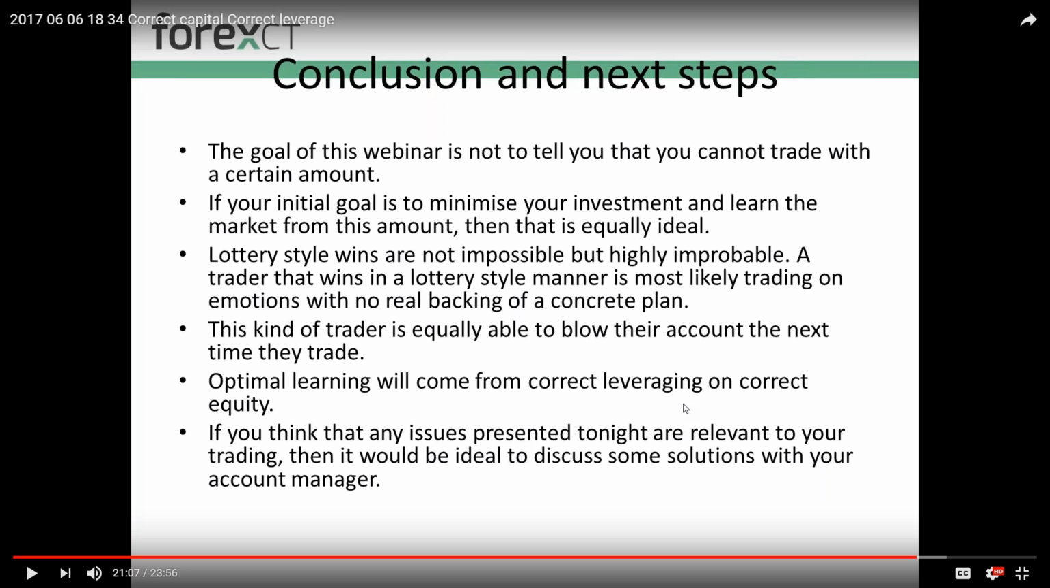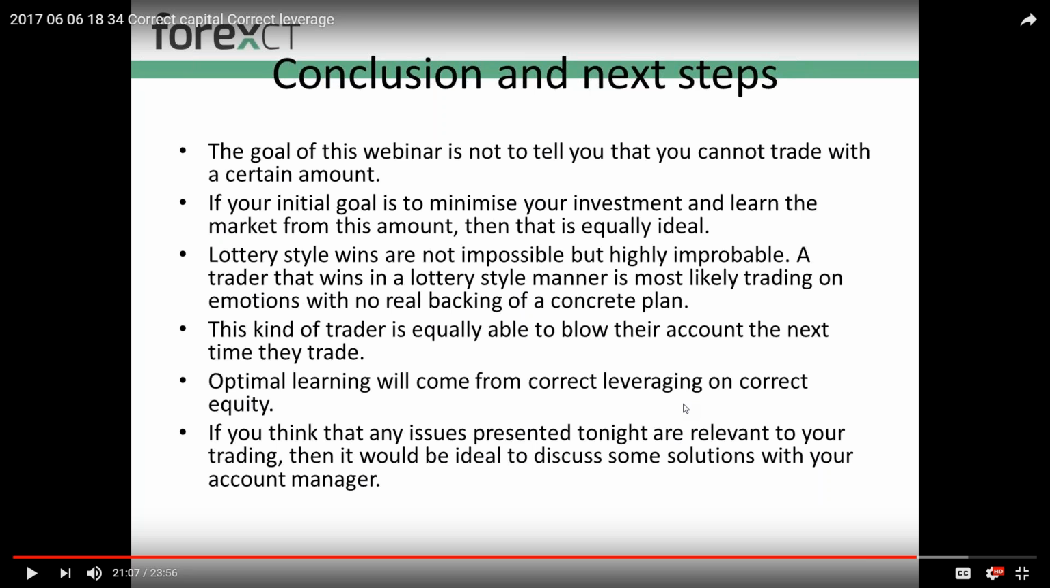A trader that wins in a lottery style manner is most likely to be trading on emotions with no real backing of a concrete plan. That kind of trader is always equally able to blow up their account the next time they trade, okay? Just leaving it basically to the winds of the market and swinging for the fences. Optimal learning will come from correct leveraging or correct equity.